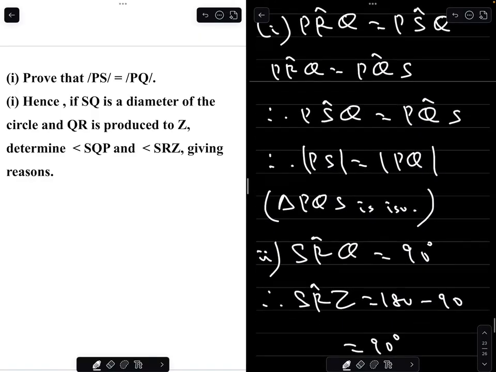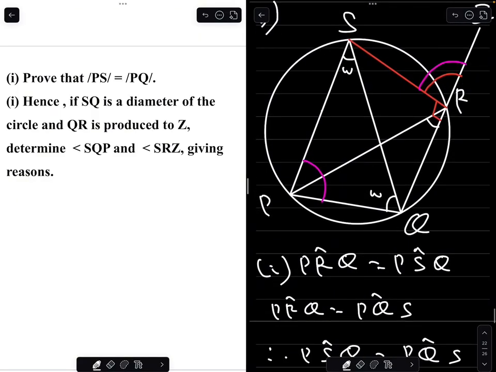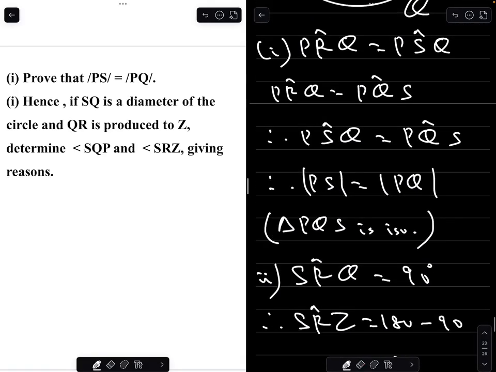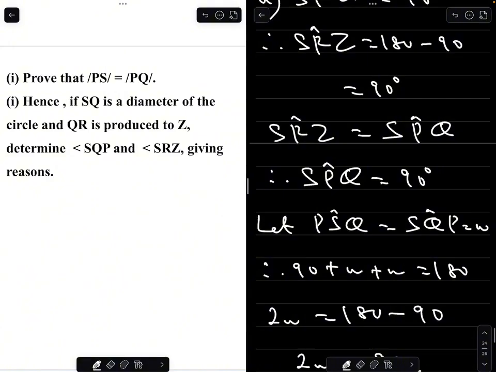And that's it, very, very simply. You can't miss it if you know the rules and you apply them correctly.